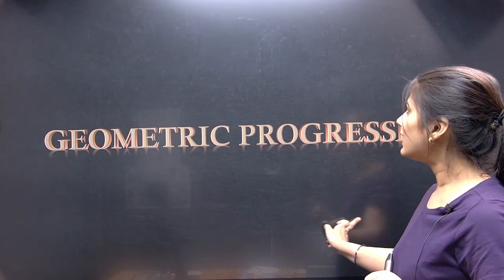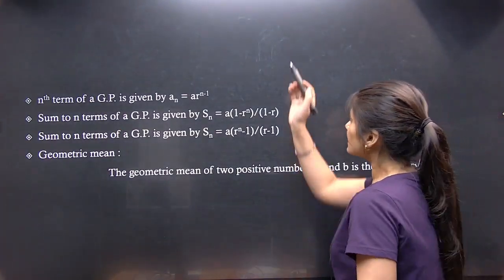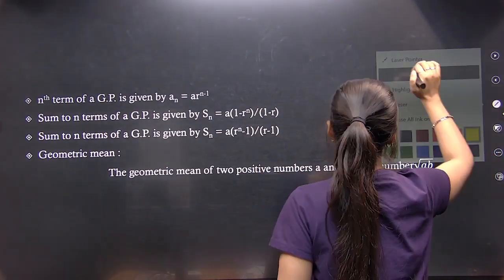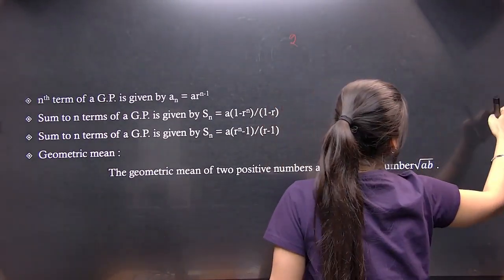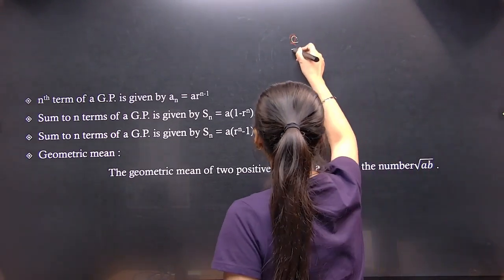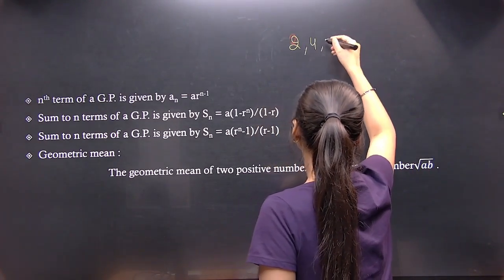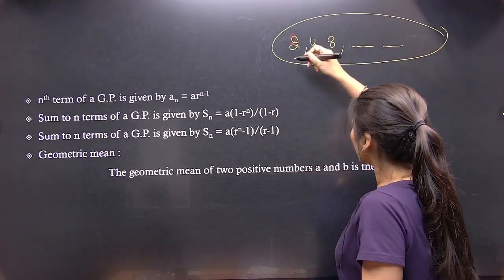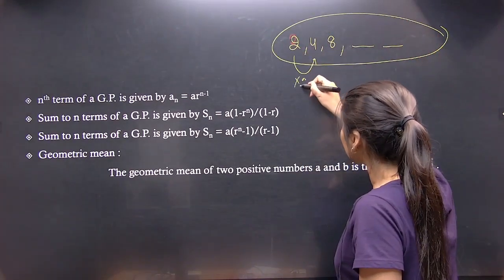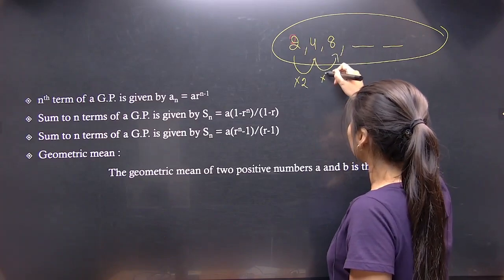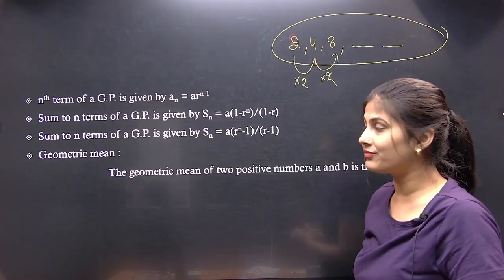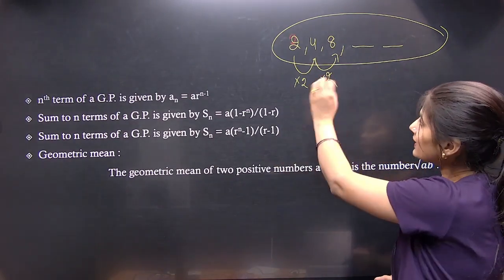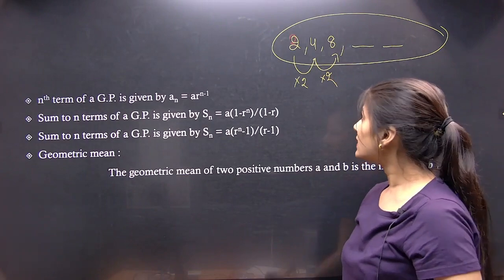So first of all, let us discuss what is GP. GP is actually something where we have to multiply something like this. Okay, now see what we are doing here. We are multiplying by 2 every time, isn't it? Like in AP, we used to add the same thing every time. Similarly, in a GP, you have to multiply by something every time. So this is the pattern.